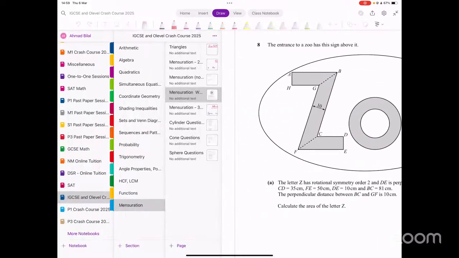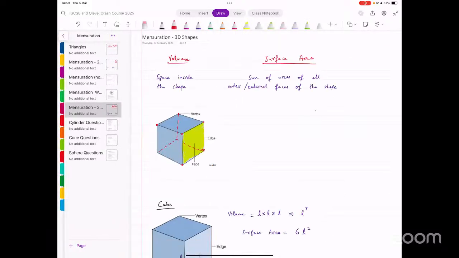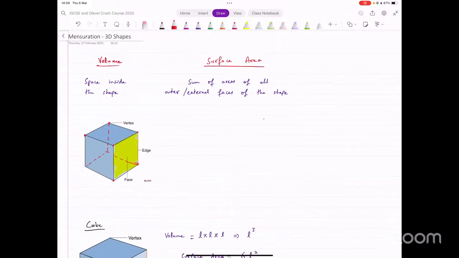The zoo question, this one? Okay, all right. We will have a look at this.